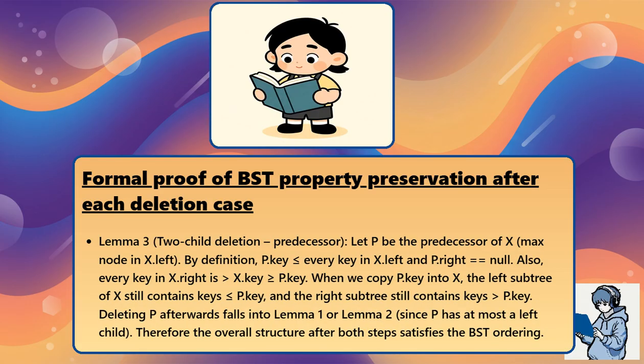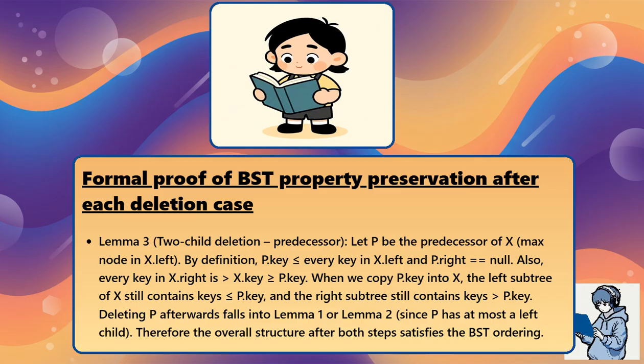Lemma 3, 2-child deletion, predecessor: let P be the predecessor of X, the maximum node in X.left. By definition, P.key is less than or equal to every key in X.left, and P.right equals null. Also, every key in X.right is greater than X.key, which is greater than or equal to P.key.